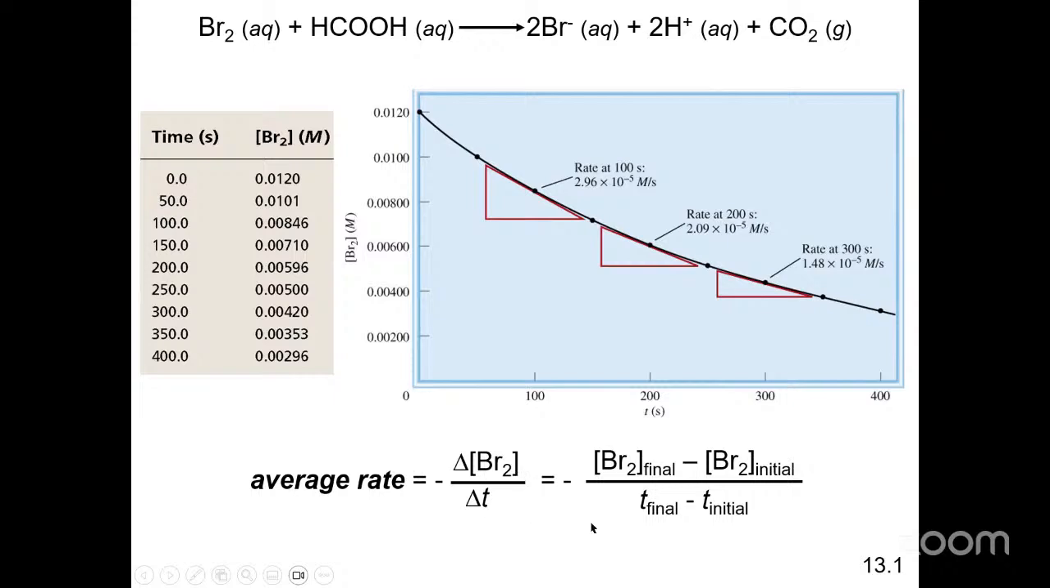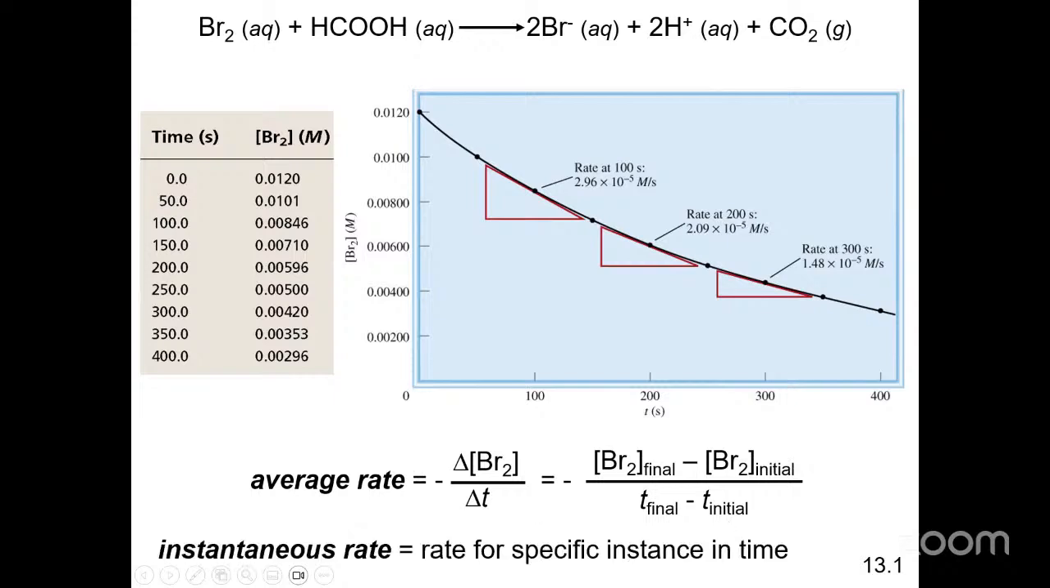So in other words, you have to choose two time intervals within which to calculate the average rate. A more expanded way of expressing this equation would be the final concentration of bromine minus the initial concentration of bromine, divided by the final time minus the initial time. And of course, you can't forget the negative sign here. So when we're talking about the average rate, we're talking about a particular time interval, right?